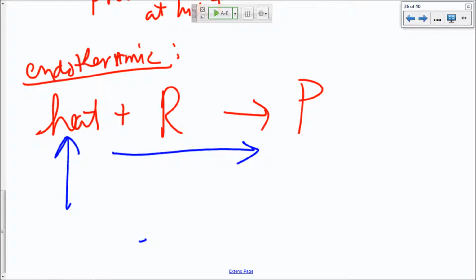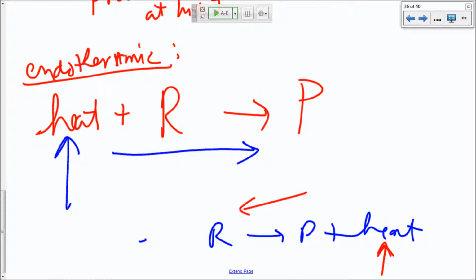So similarly, if you have an exothermic reaction, what would you have? Reactant gives you products plus heat, right? If I were to increase the temperature, what will happen? It will favor the reverse reaction.